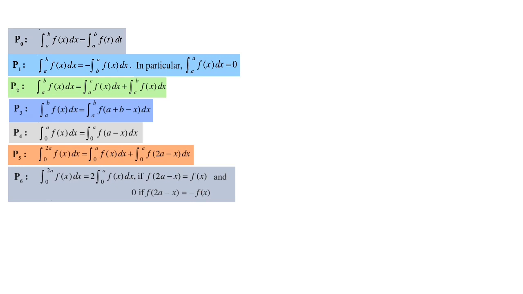So first of all you have to find f of 2a minus x, meaning you take the upper limit. If you get f of 2a minus x as f of x, then the integration can be done by using 2 into integral 0 to a f of x dx. If you find f of 2a minus x as minus of f of x, then we can write the integral value as 0.